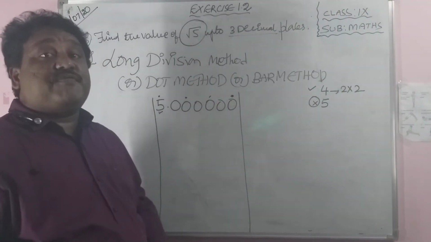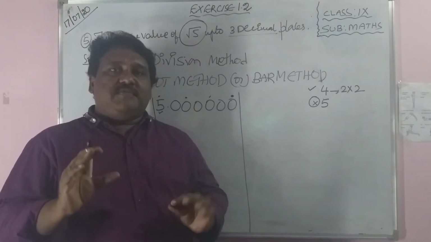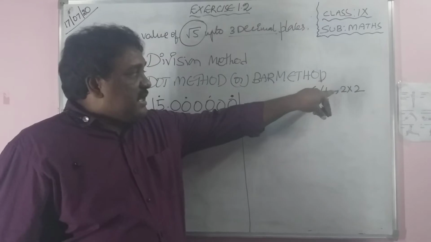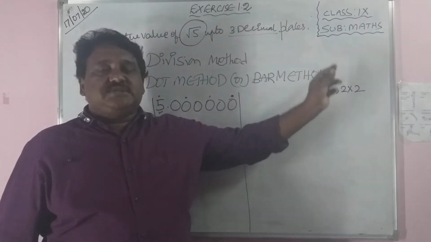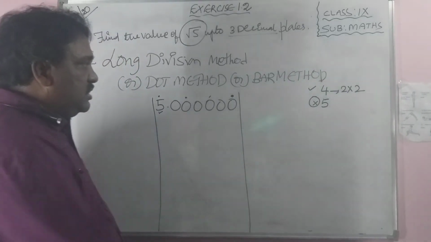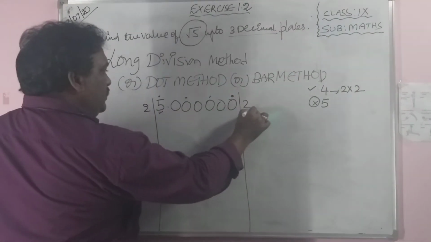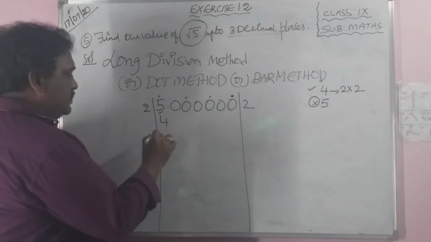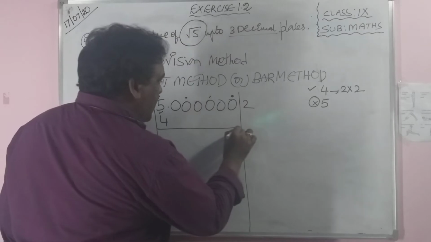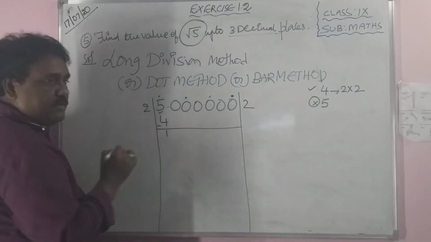We cannot write 5 as a product of two same numbers. Take the nearest number which we can write. So 4 can be written as 2 into 2, 4. So write the rough work also. 2 2s are 4. Then subtraction. 5 minus 4, 1.